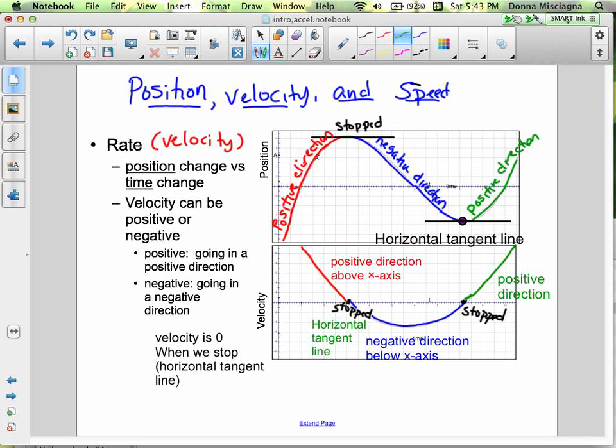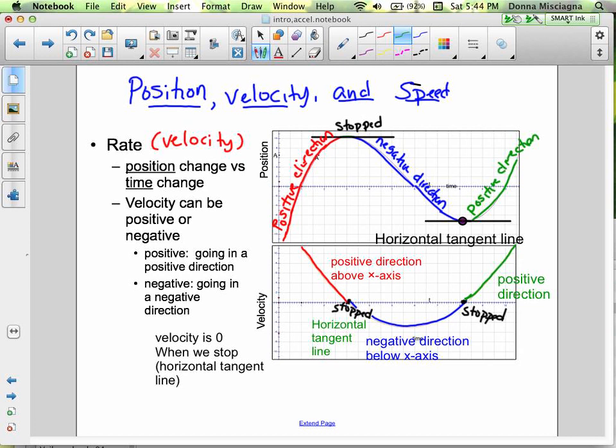All right, so we're in a positive direction when velocity is positive. When's velocity positive? When it's above the x-axis. We're moving in a negative direction when velocity is negative. When's velocity negative? We're below the x-axis. And we're stopped when the position function has a horizontal tangent, which corresponds to an x-intercept for the velocity function.